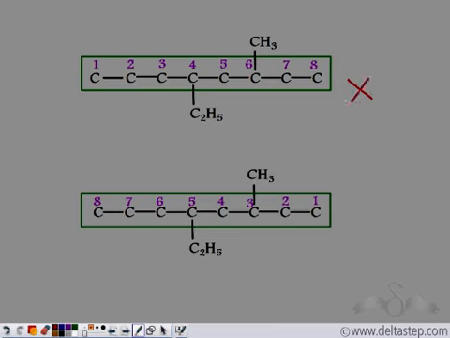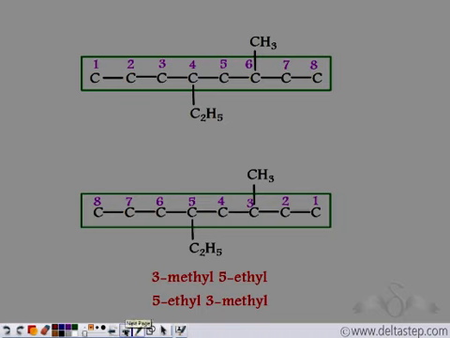Now in this, what should be the name? Should it be 3-methyl-5-ethyl or 5-ethyl-3-methyl? We know that even though methyl is getting a lower number, while arranging the substituents, we have to arrange them alphabetically. Since E comes before M, this is the correct name while arranging them. Methyl gets the lower number because we have to give the lowest number to the substituent. The first rule says, give the lowest number to the substituent.